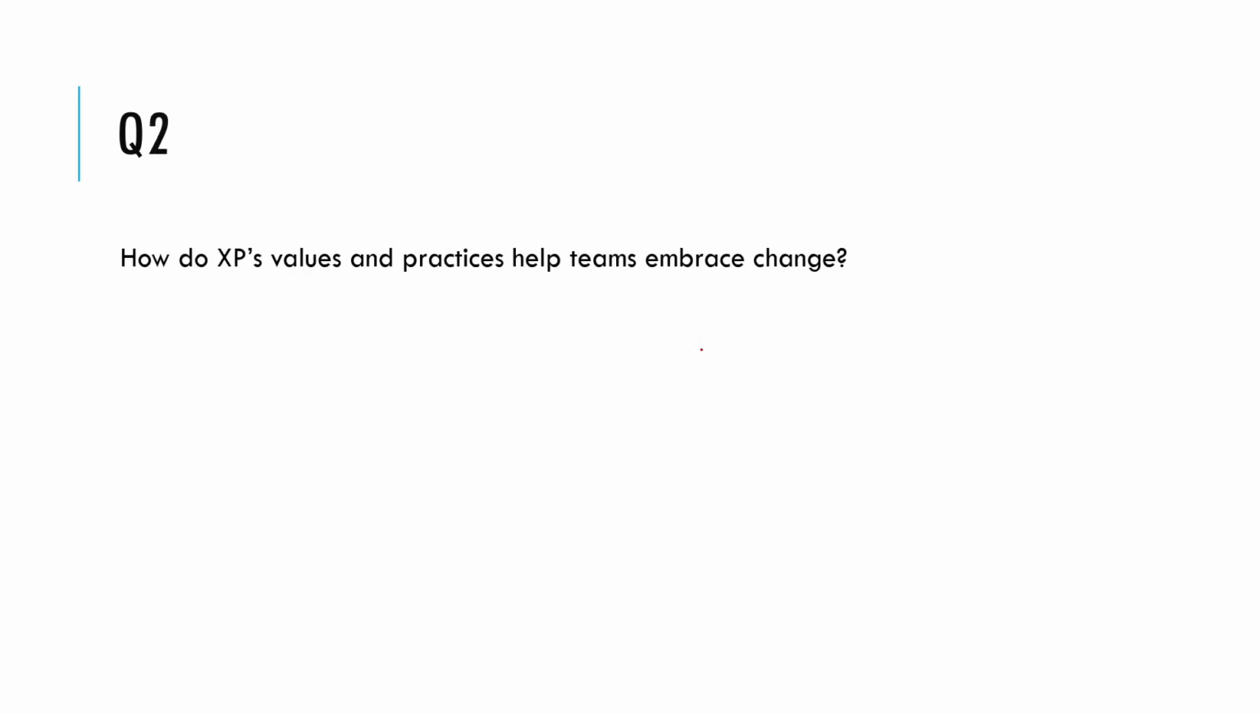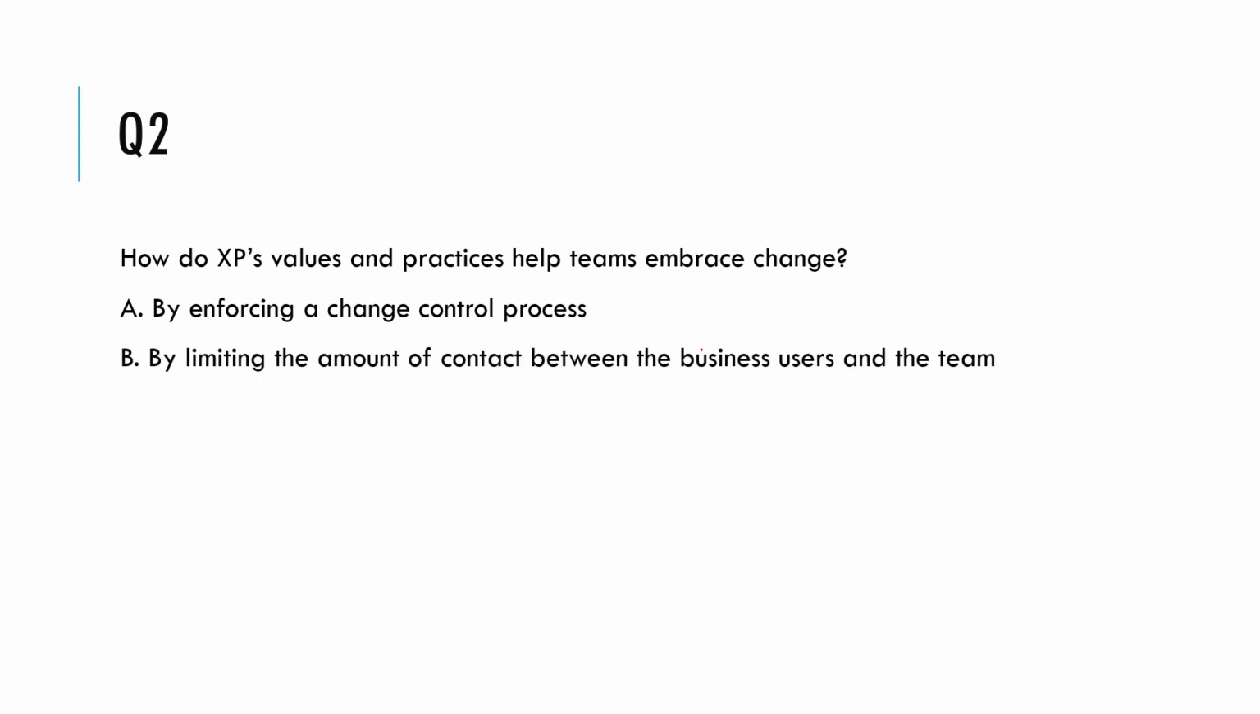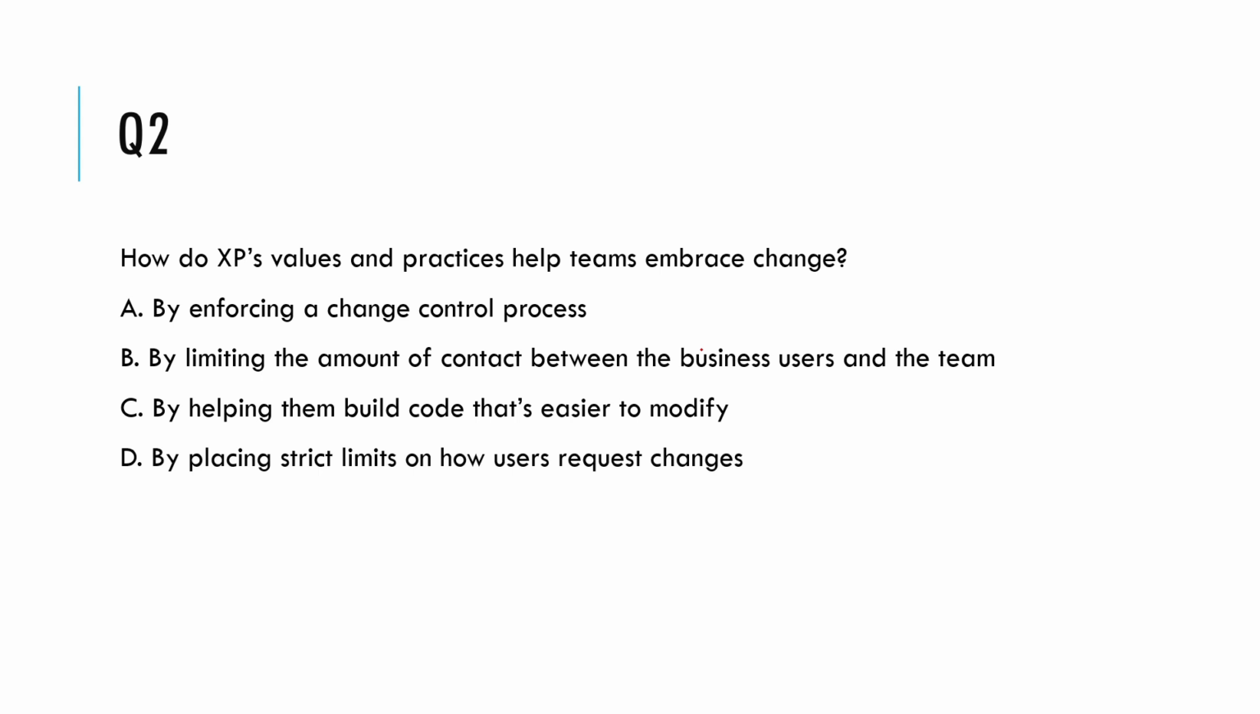All right, let's talk about question number two. How do extreme programming values and practices help teams embrace change? A, by enforcing a change control process; B, by limiting the amount of contact between the business users and the team; C, by helping them build code that's easier to modify; D, by placing strict limits on how users request changes.